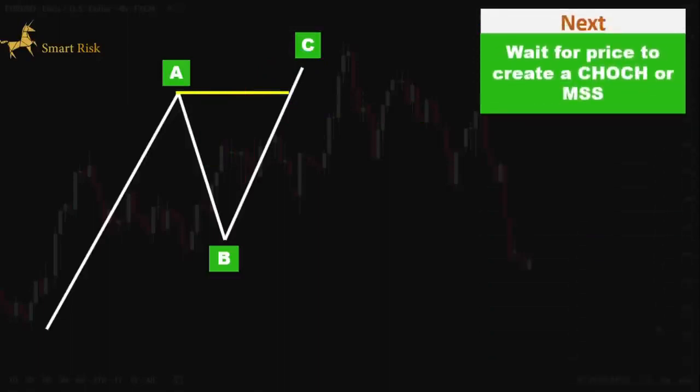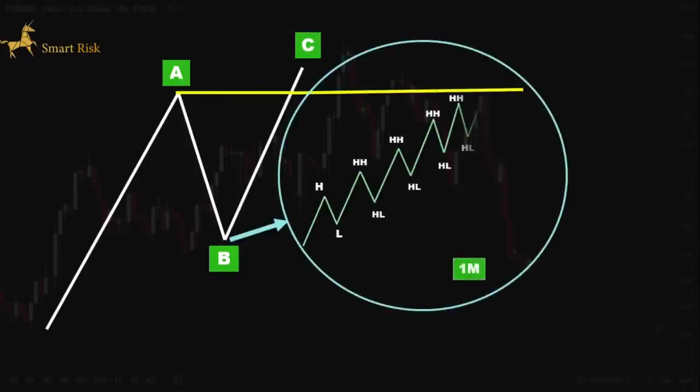So for that, if we zoom into the lower time frame, for example the 1-minute time frame, we would see a structure like this. As I mentioned before, we should wait for a change of character.